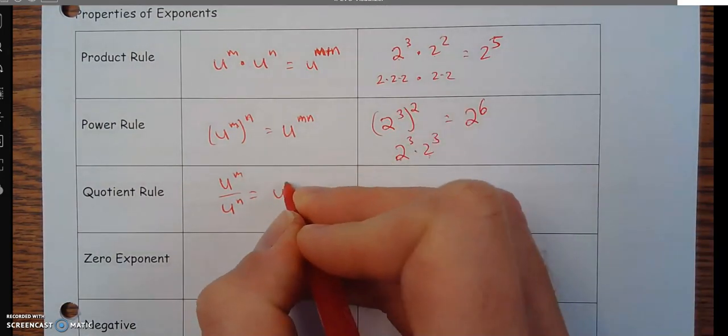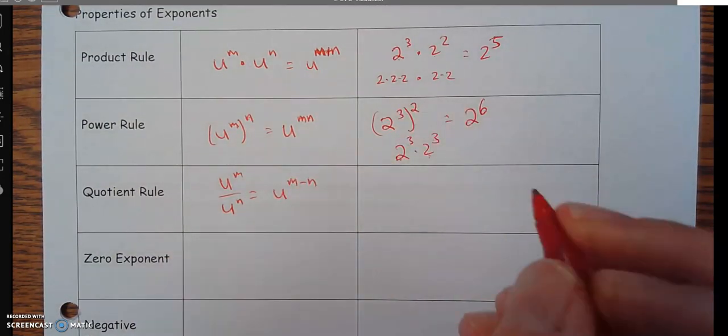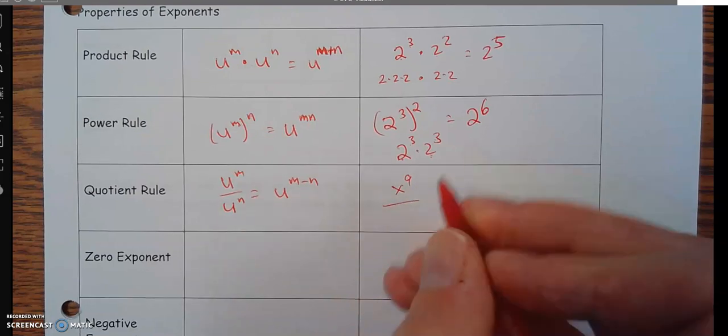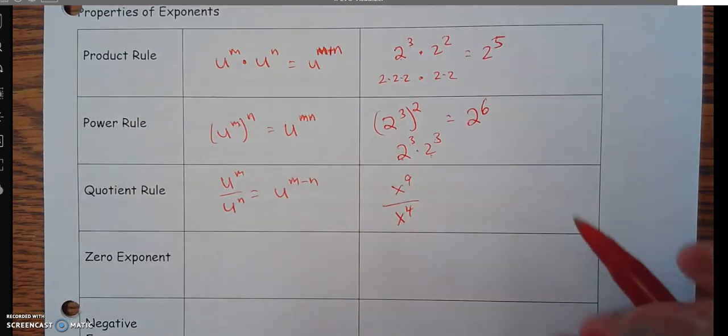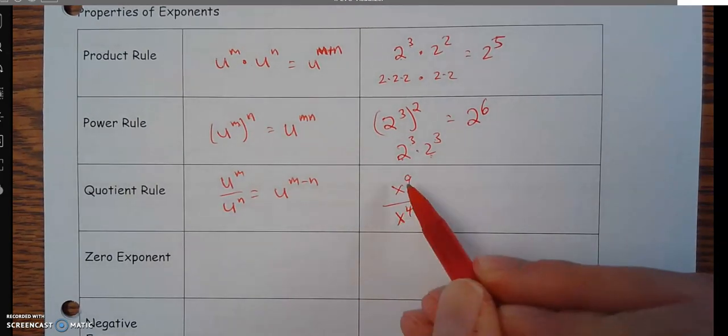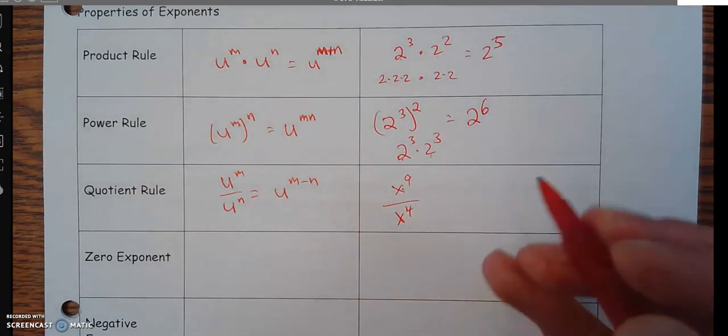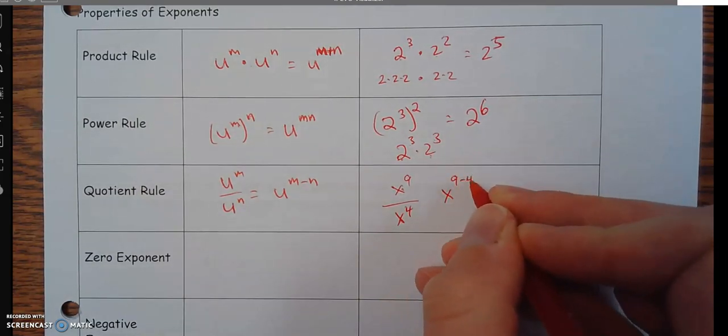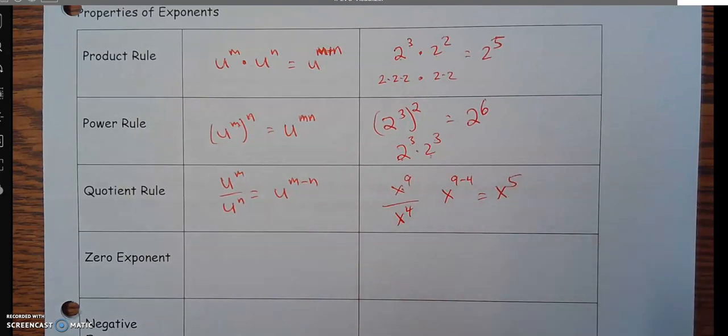The quotient rule: u to the m divided by u to the n gives u to the m minus n. An example of that, if I had x to the 9th over x to the 4th, it's almost like 4 of these x's cancel out 4 of them, so you think of it as 9 minus 4, or x to the 5th.